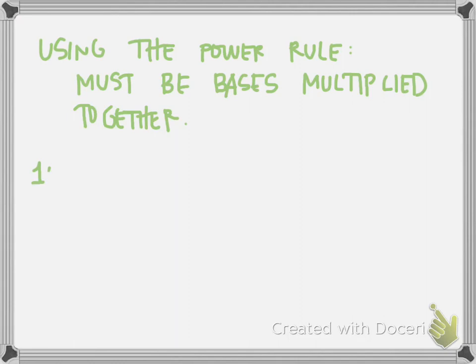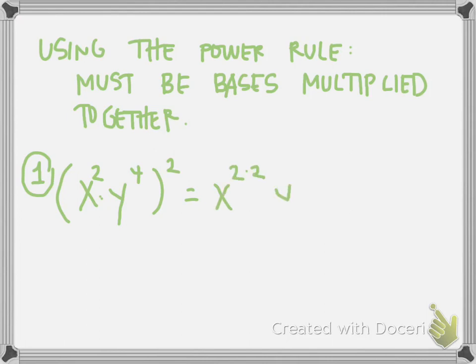Okay, so let's do some examples here. Okay, so here, what I mean by multiply together, that inside here must be multiplication. So this says x squared times y to the 4th, all of that raised to the 2nd power. So what I'll do is I'll say x squared times 2, y to the 4th times 2. So this will be x to the 4th times y to the 8th power.